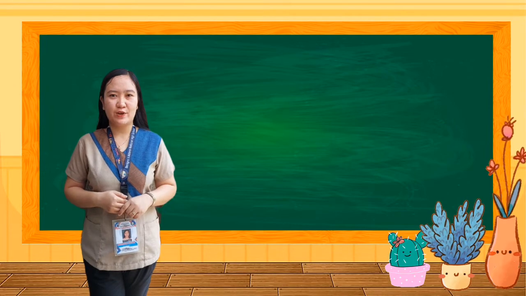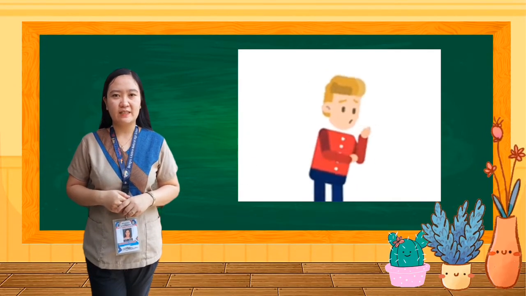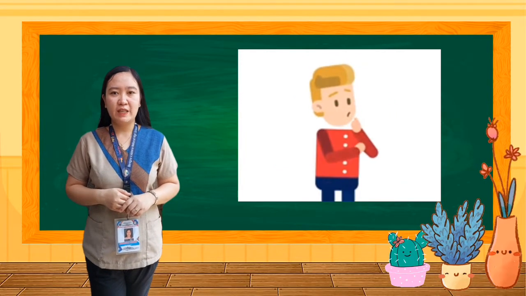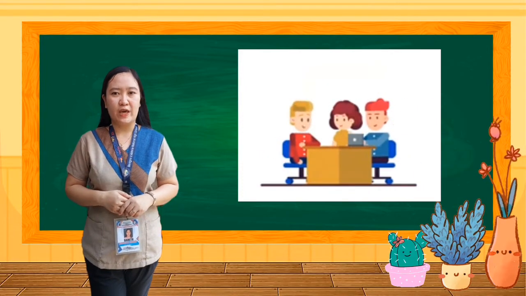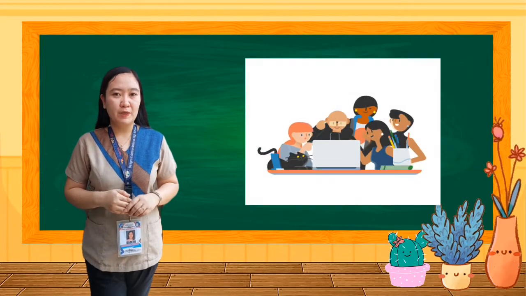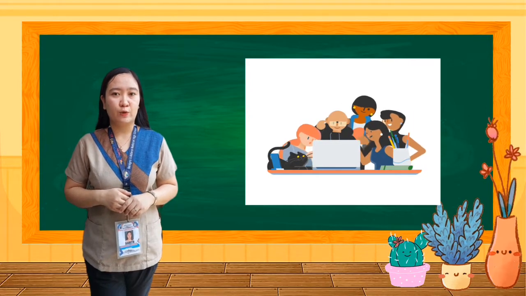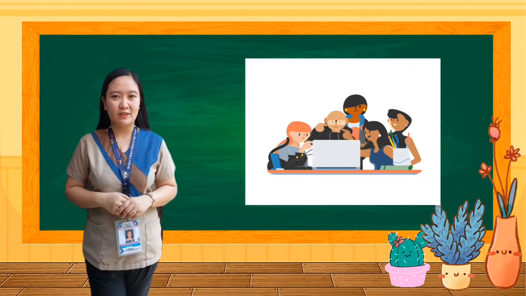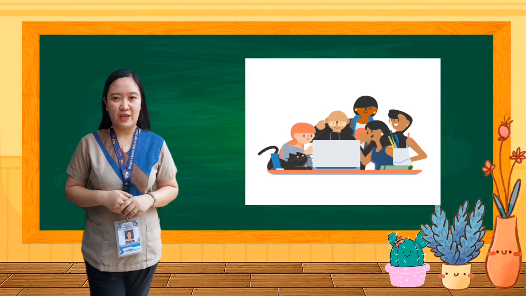Another illustration, the number of people to the time taken to complete a task. As the number of people increases, the time taken to complete a task decreases, or the other way around. As the number of people decreases, the time taken to complete a task increases. Now it's your turn. Can you think of situations too that illustrate inverse variation?